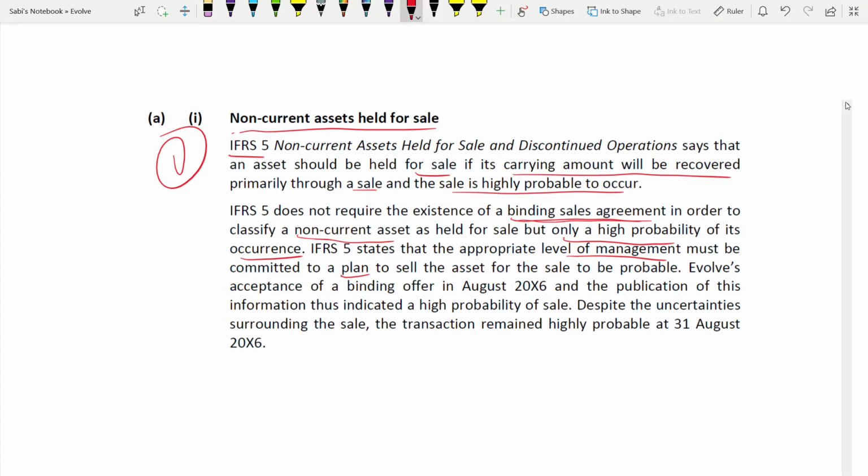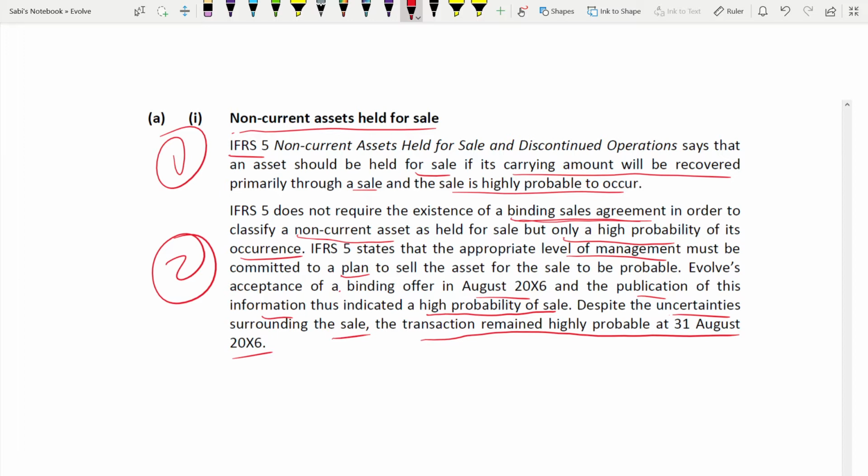Okay, their acceptance of a binding offer in August 2006 and the publication of this information is an indication that there's a high probability of sale to take place. Why? Because you have publicized, okay, you have accepted the offer. So these are indications that the probability is there. High probability of sale is there. Whatever the uncertainties are regarding the sale, that does not matter. This transaction remains highly probable at 31st August 2006. You see, the second mark is for this. It is only looking at the probability.